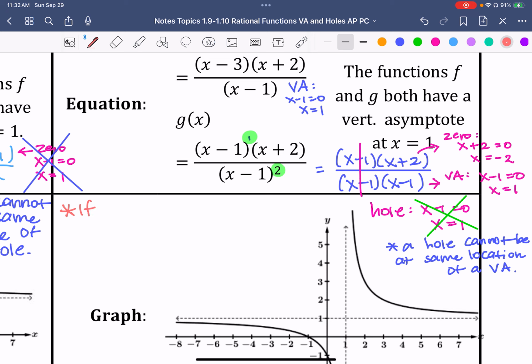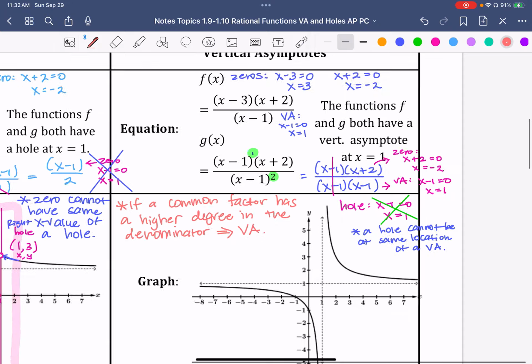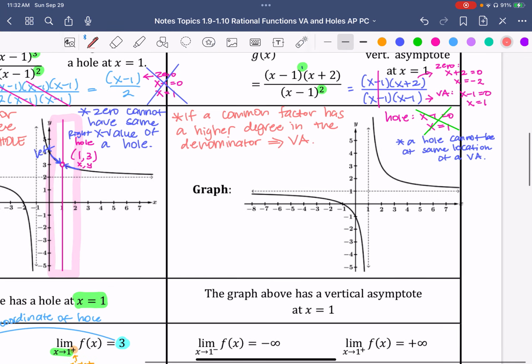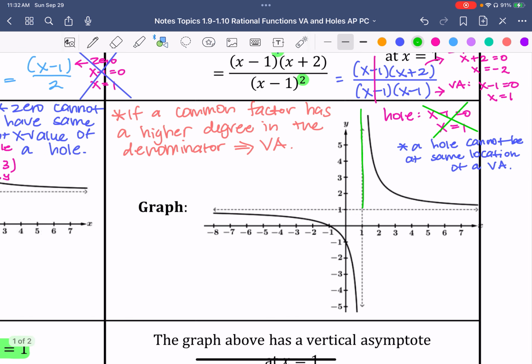So if a common factor has a higher degree in the denominator, then you have a vertical asymptote and you do not have a hole. Okay, let's look at this graph. Here we have a vertical asymptote at x equals 1. You can see this dashed line here.